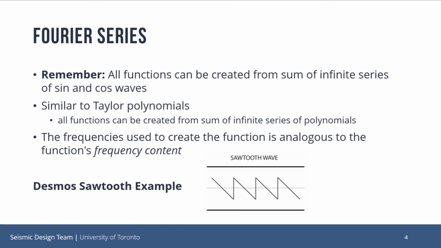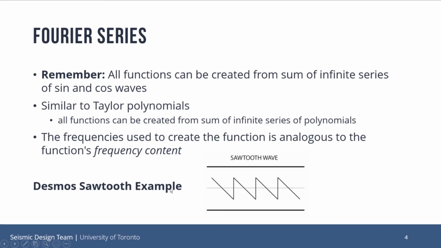And then in our case, for the Fourier series, we're going to use sine waves at different amplitudes and of different frequencies. So for example, sin 3x plus 5 cos 4x would give us a different function. And then the frequencies that we use to build up this function is what we would call the function's frequency content. And just a quick example, a sawtooth wave. You can see these are straight lines.